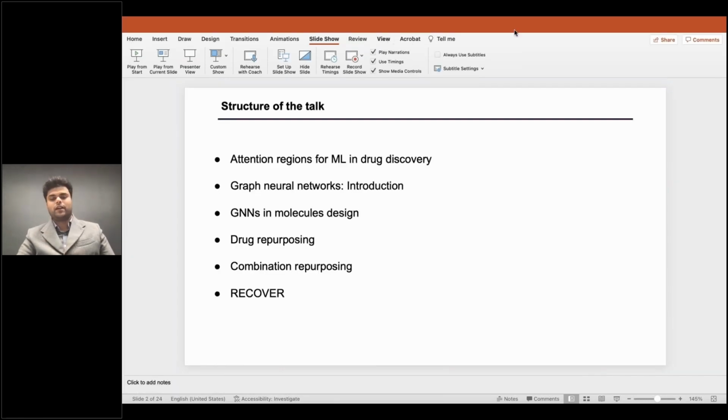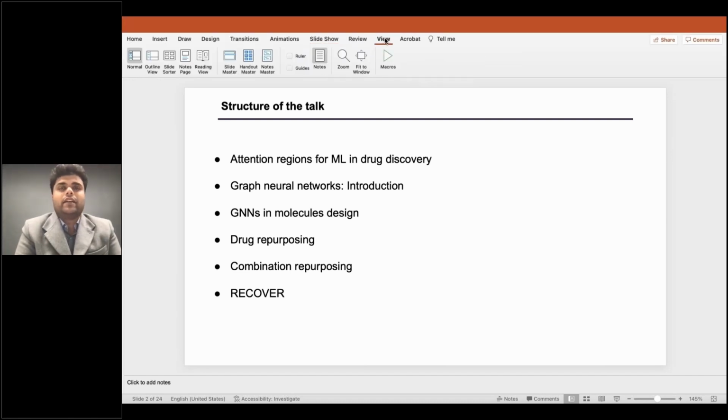Next slide. So in this talk, we're going to be talking about the major attention regions for machine learning and drug discovery, and especially the regions of interest when it comes to us. And then we are going to be slowly moving into graph neural networks, a small introduction into the domain. So one of the focus regions of this talk is going to be GNNs and molecule design. And one of the other parts is obviously drug repurposing and combination repurposing. And I'll finish off with a small introduction into Recover, which is one of the projects we've run with Mila for the last year. Next slide, please.